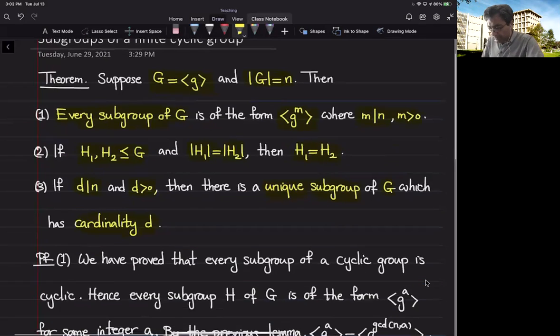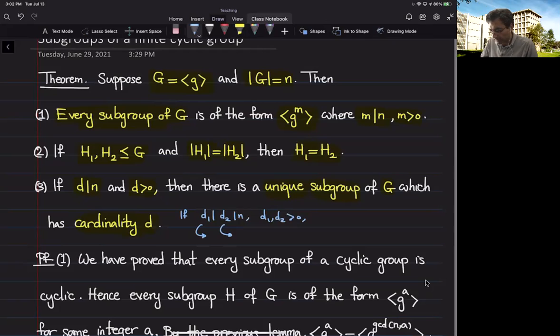Moreover, one thing that I can add to this, maybe I write it in blue, is that if d1 divides d2 and they are positive divisors of n, then the subgroup that we get for d1 is a subgroup of the one that we get for d2. So what I'm saying is that this divisibility tells us inclusion. We'll see this in the proof, but I did not write it here, so maybe I will include it later in the lecture notes as well.